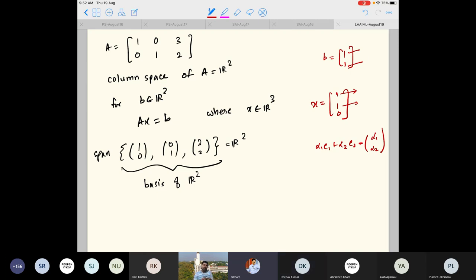Because b is in the column space of A, like I said, there exists a solution. I actually gave you a solution. But is this solution unique? No, sir. So what is the other solution? (-2, -1, 1). So if you take x to be equal to (-2, -1, 1), then that also is a solution. So only one extra solution, or is that it? No, sir, there are more.